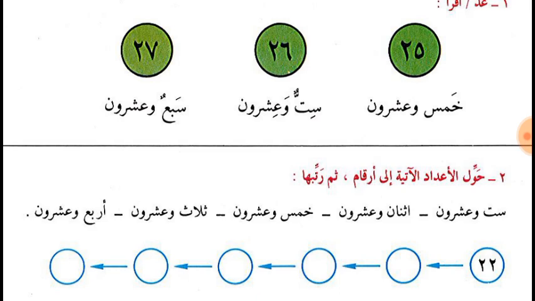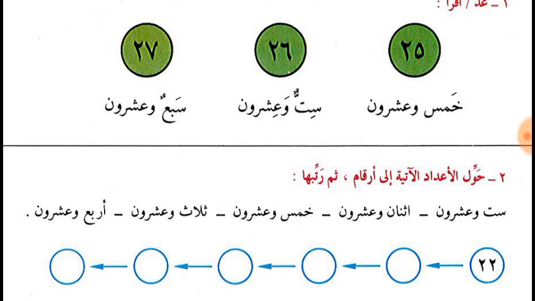About 30 seconds ago, Asya read this word: sitta wa ishrun. Yes. And then, sir, ithnan wa ishrun. It's 28, sir. 22. Khamsa wa ishrun. It's 25. Correct. And thalatha wa ishrun. It's 23. Okay. Arba'a wa ishrun. It's 24.